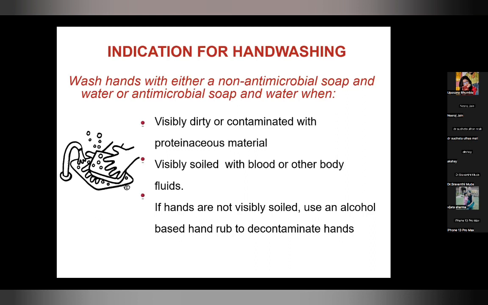Eventually, yes, for visibly dirty or soil contaminated hands with tenacious material, definitely you have to use soap and water, or antimicrobial soap. Visibly soiled with blood or other body fluids, of course, again, an antimicrobial soap can be used. And if hands are not visibly soiled, that is in our day-to-day routine rounds, an alcohol rub can be used to decontaminate the hands. But either washing of the hands or hand rubbing with an alcohol-based hand rub will be very, very effective to reduce the burden of HAIs.